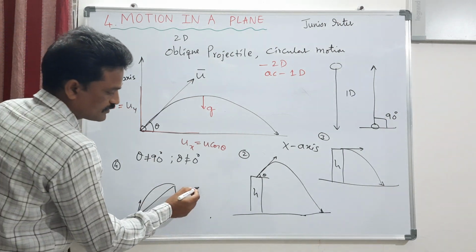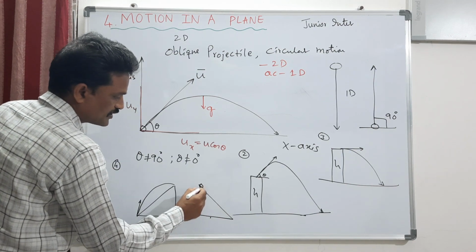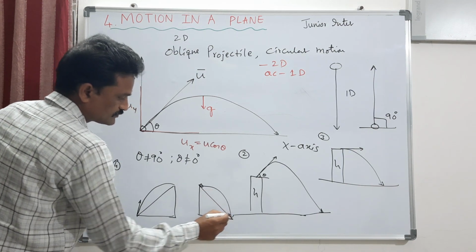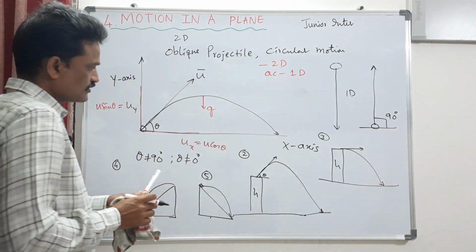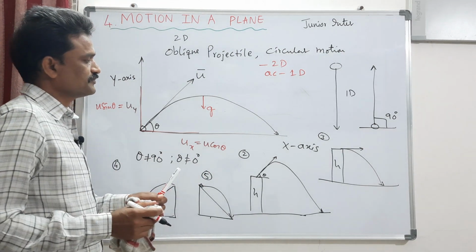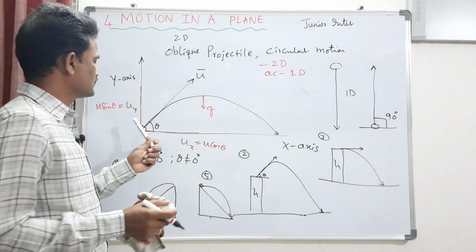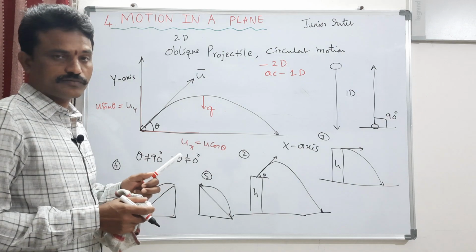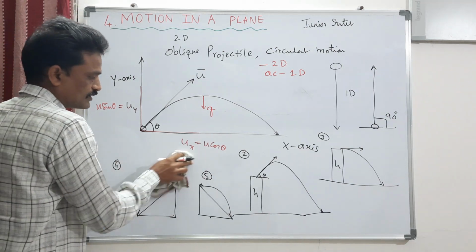You can also have another inclined plane. You can throw the object from here, then it will fall here. So these are the different types of projectiles. But for our intermediate level, for +1 level, this oblique projectile motion, that is projectile from ground to ground, is enough. So we will continue with oblique projectile.